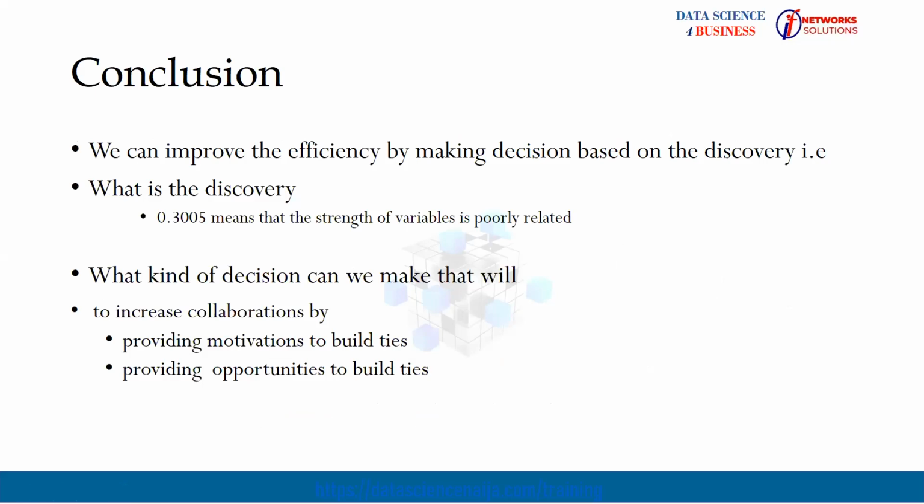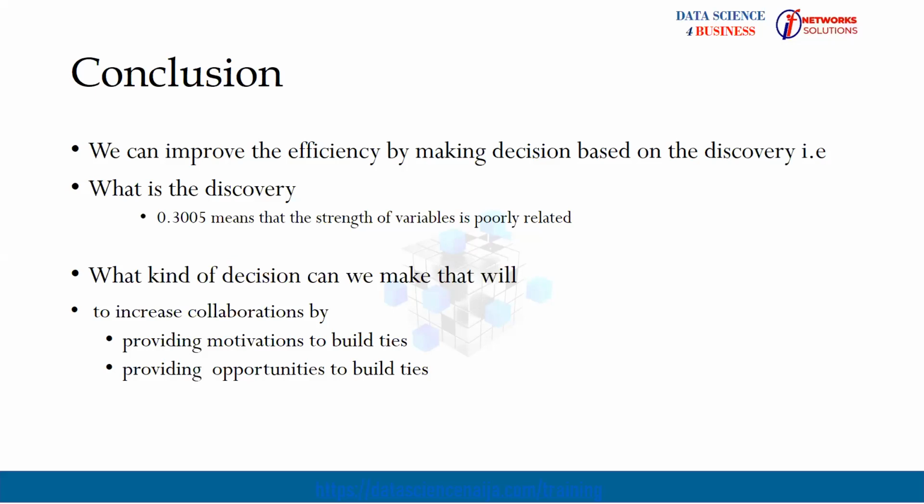Now, how can we conclude with that? We have 0.3, meaning that the strength of the variable is poorly related. That means there's no particular correlation between the publication, which is performance, and the size of the network for individuals in that particular experiment that we investigated. So the insight that we can get is that we might not need to start trying to improve organizational collaboration, because it doesn't particularly lead to improved performance.